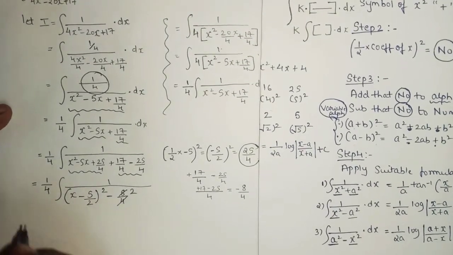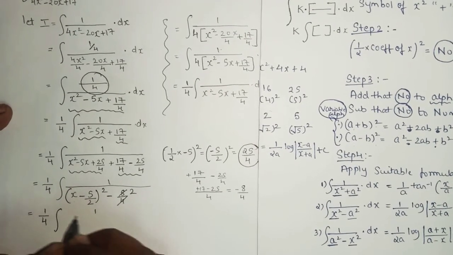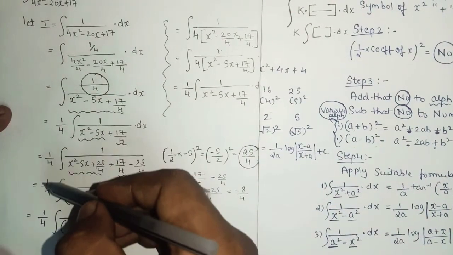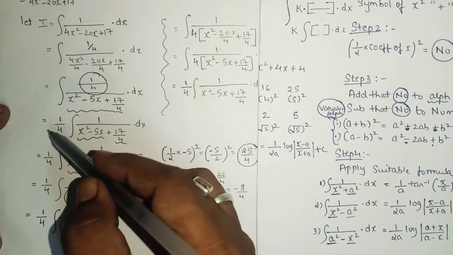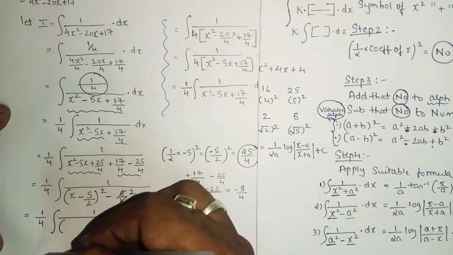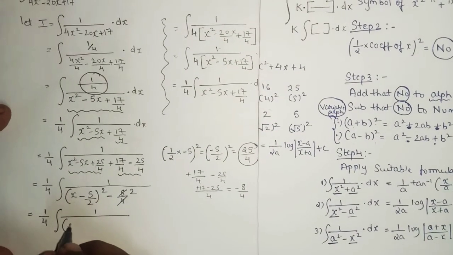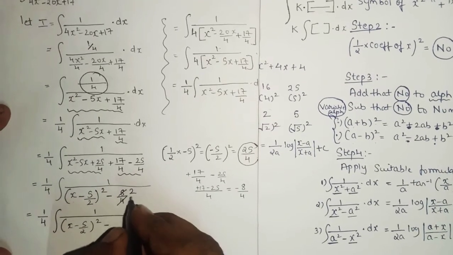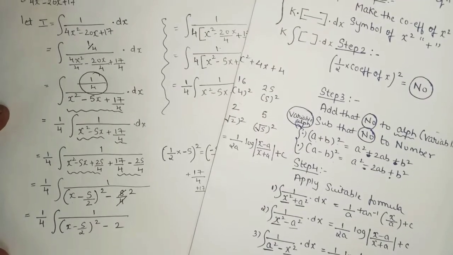After this, 1 upon 4 we will keep as it is. This 1 upon 4 is a constant, and it will be the same till the last step. Whatever constant you remove outside, see to it that you keep that constant the same till the end of the sum. So x minus 5 upon 2 the whole square minus, here it is what? 2.